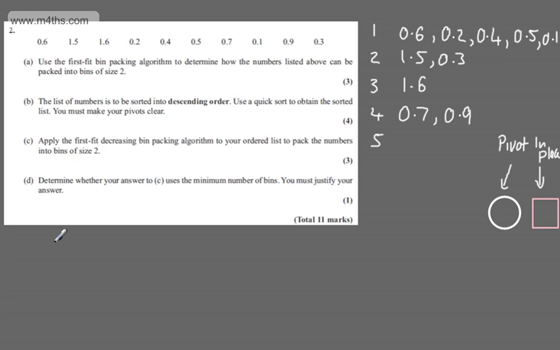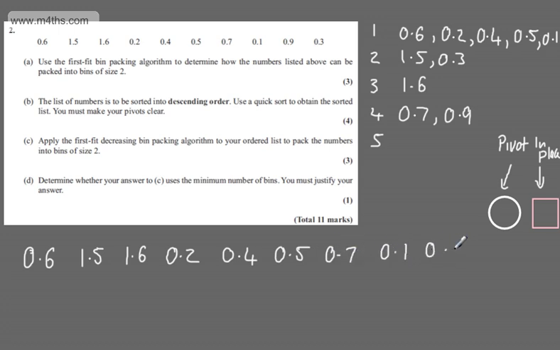So let's go ahead and write these out. So we have now 0.6, we're going to have 1.5, we're going to have 1.6, we're going to have 0.2, we're going to have 0.4, 0.5, we got 0.7, 0.1, 0.9 and 0.3. If we look, we've got an even number of data items. So that means I locate the centre and move 1 to the right. So my first pivot is going to be the 0.5.